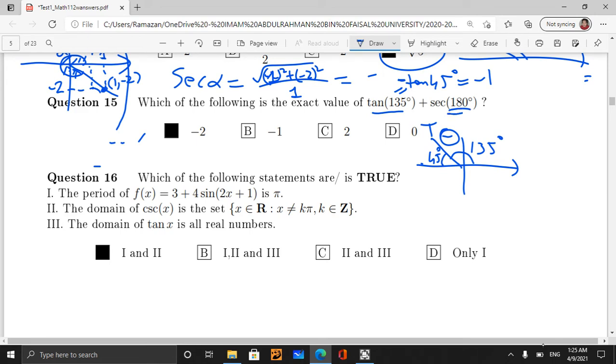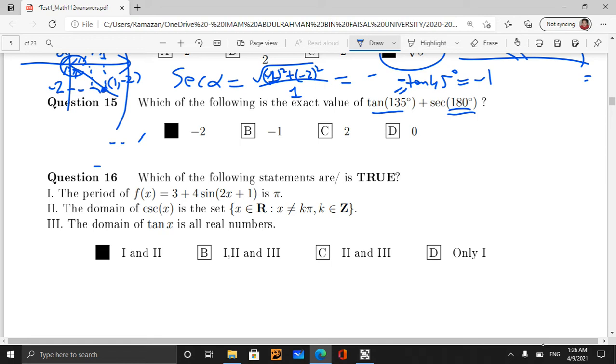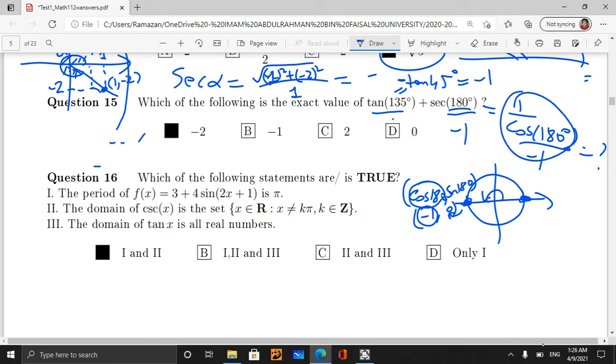Now, when it comes to 180 degrees, we can use the unit circle, because secant 180 degrees is what? Secant 180 degrees is 1 over cosine 180 degrees. What is cosine 180 degrees? You can use the unit circle. This point here will be 180 degrees, and this will be the point corresponding to cosine 180 and sine 180. So this point here will be negative 1 and 0. So then cosine 180 should be minus 1. So this has to be 1 over minus 1, which is minus 1. So we got minus 1 here plus minus 1 here, so it will be minus 2.